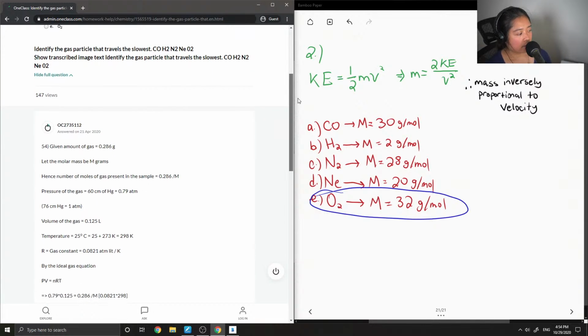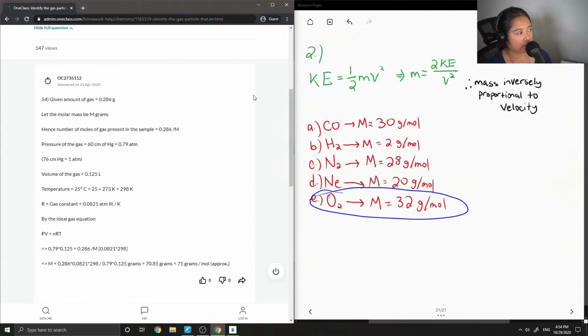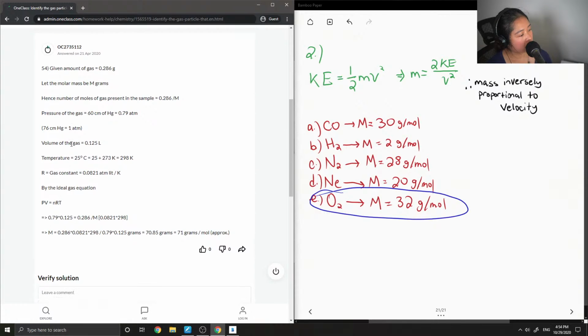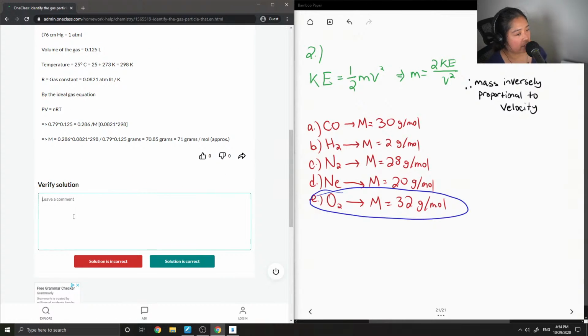Okay. So I don't know where they got this gas mass from. So it looks like it's the solution to a different question altogether. So I'm just going to write down what I did.